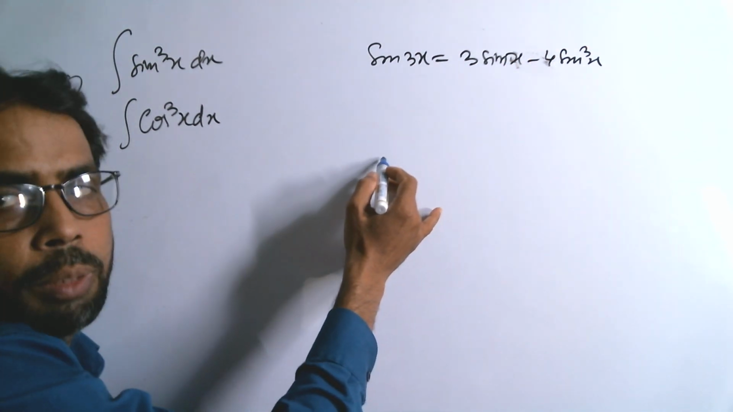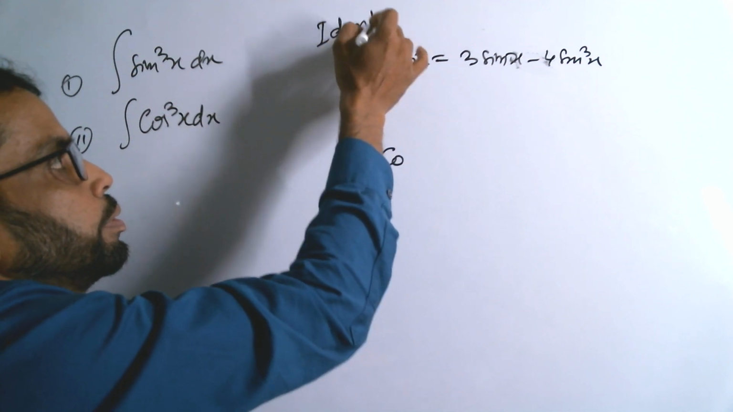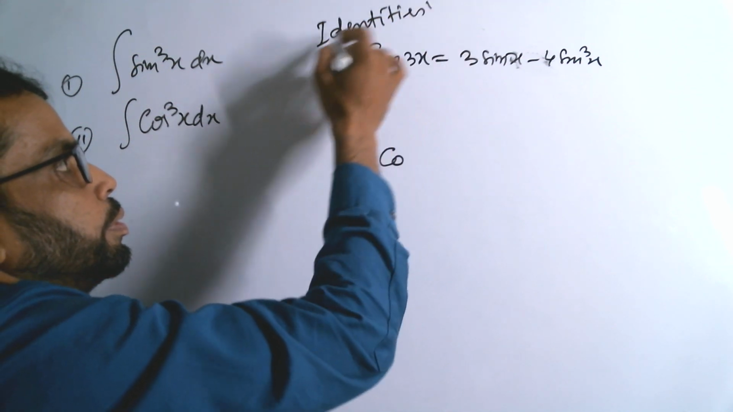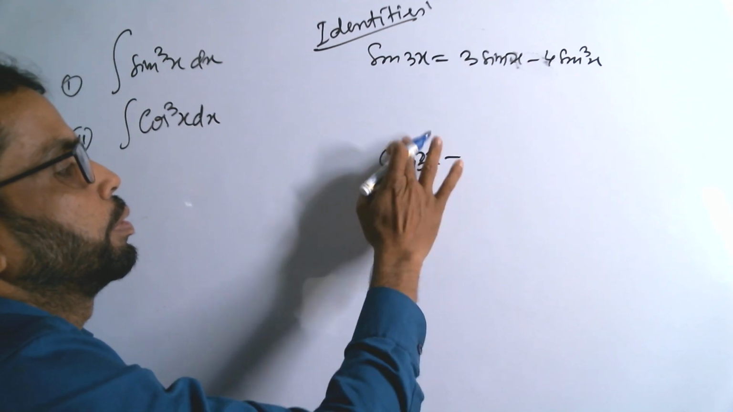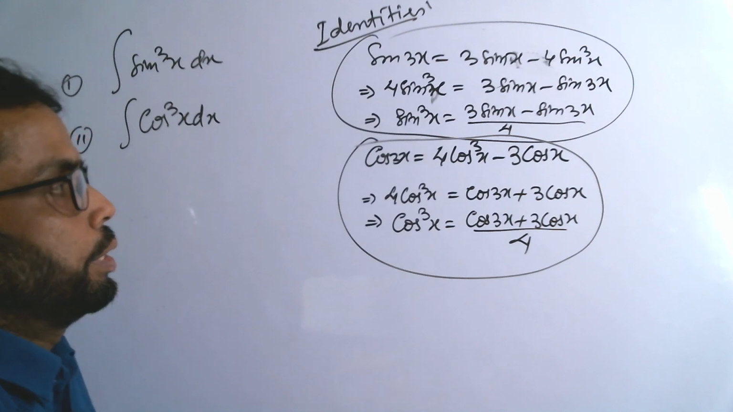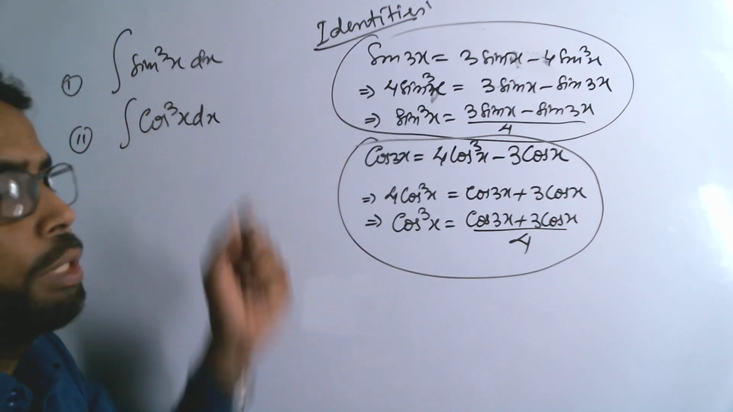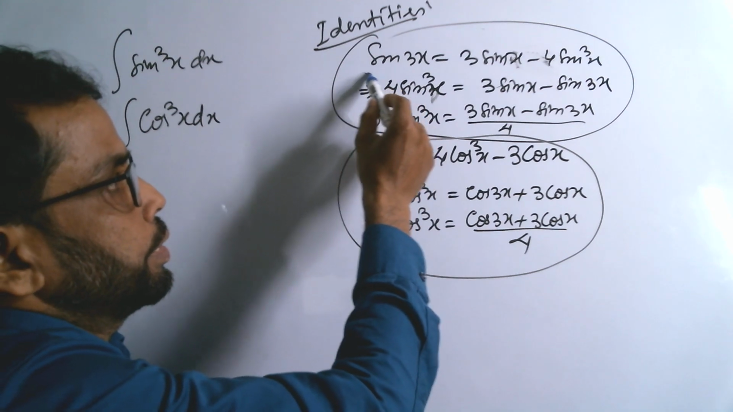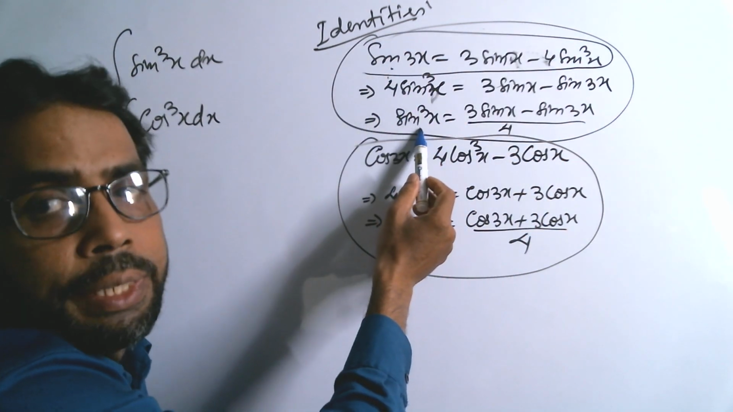And for cos we have another identity. These are identities. Cos 3x identity. Okay, I have written the identities. See, for sine cube and cos cube, we must use these two identities. Sine 3x is 3 sine x minus 4 sine cube x. From this identity, we are finding sine cube.